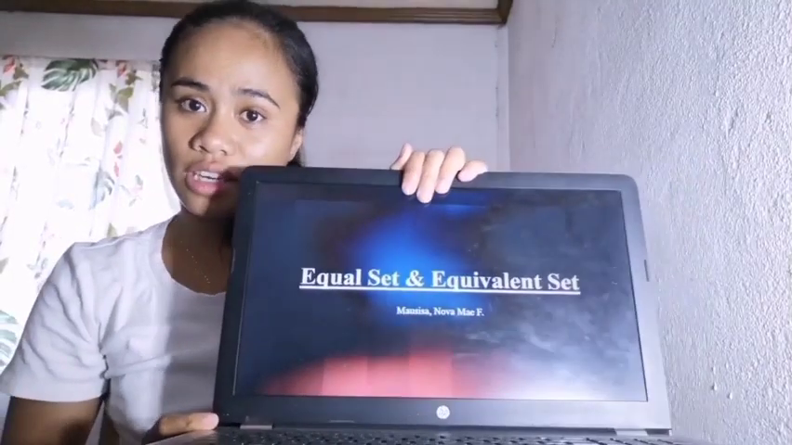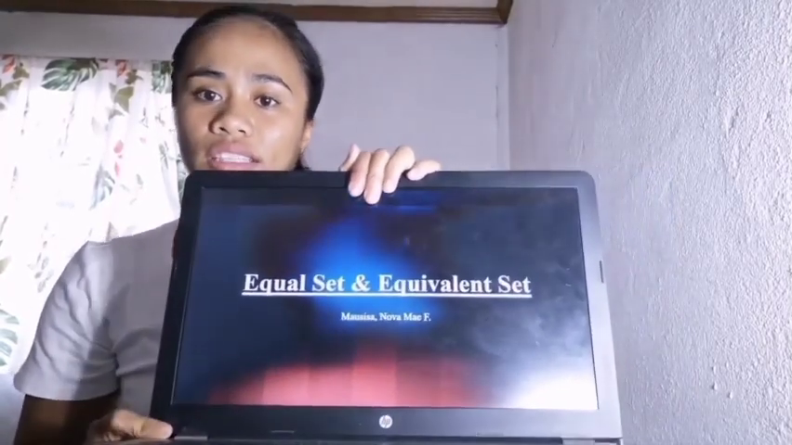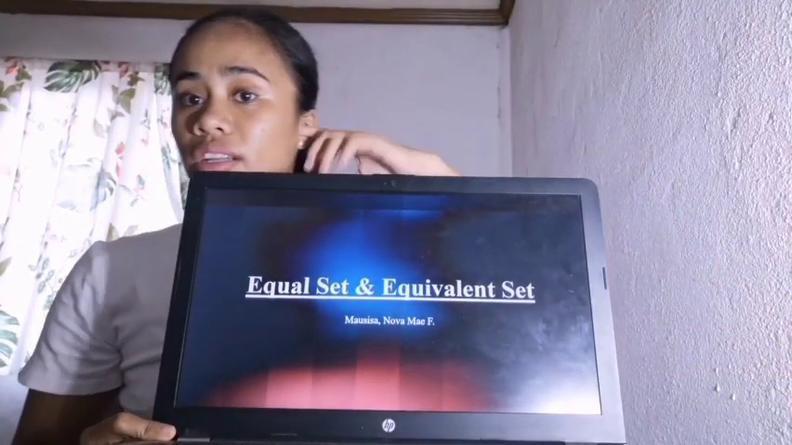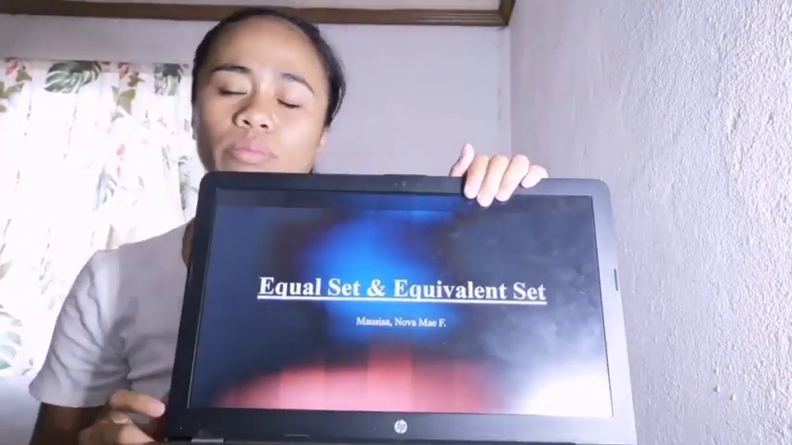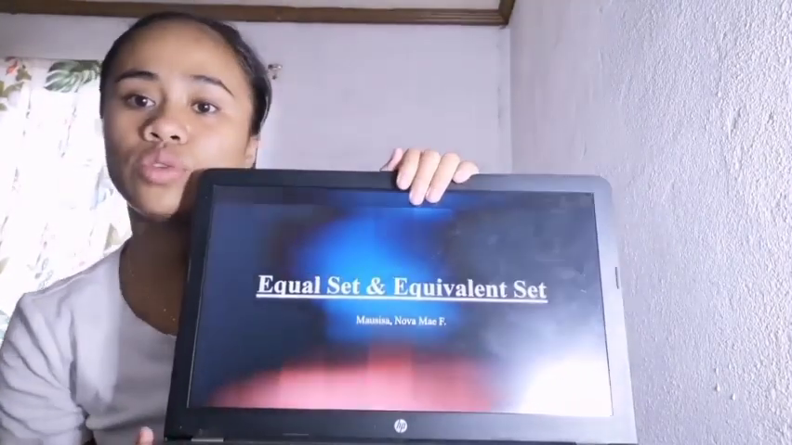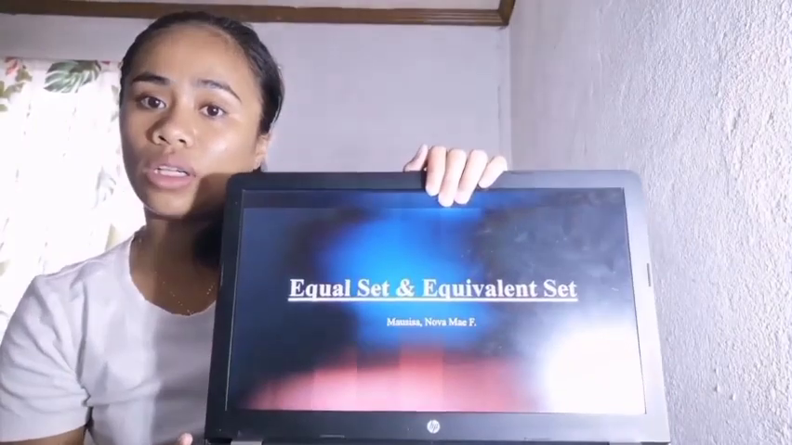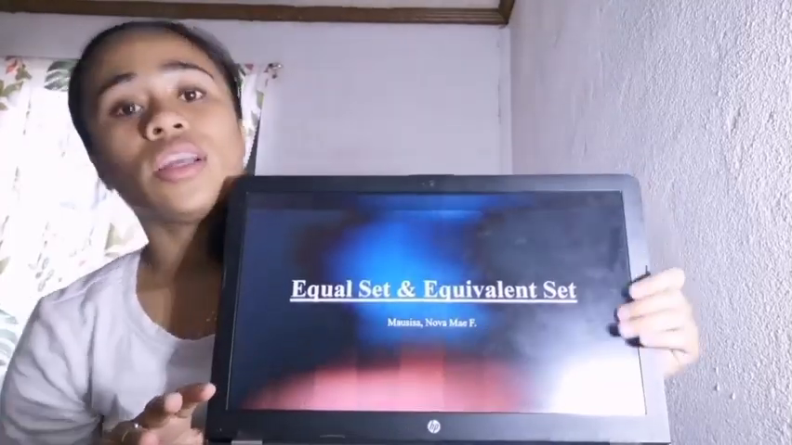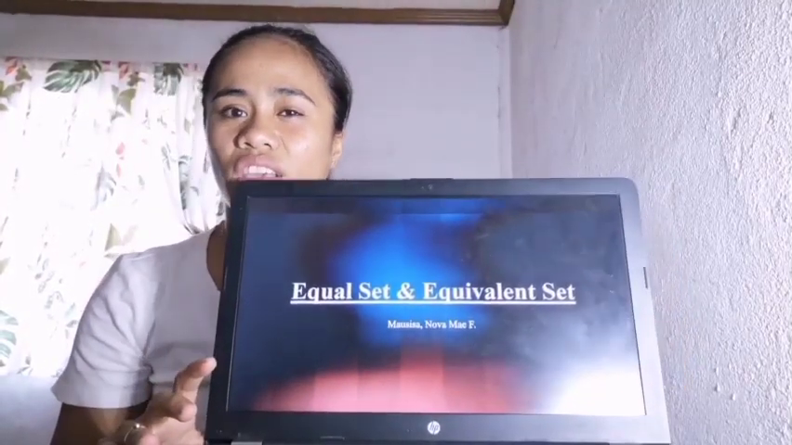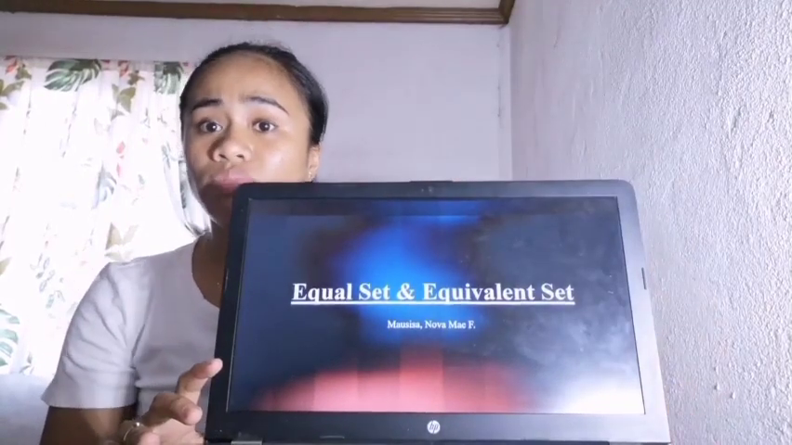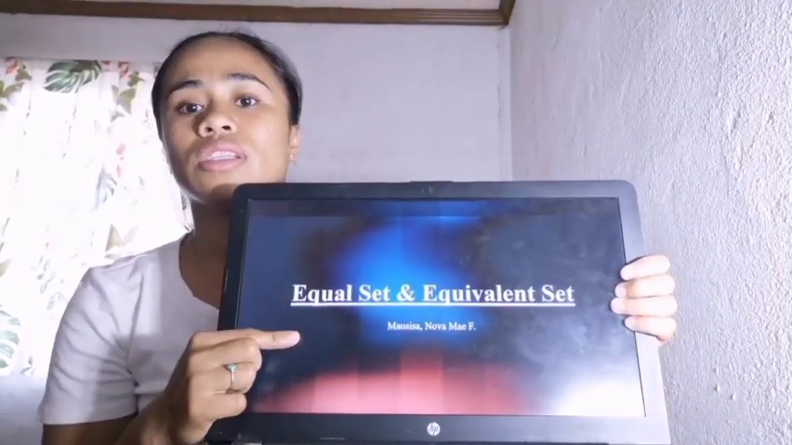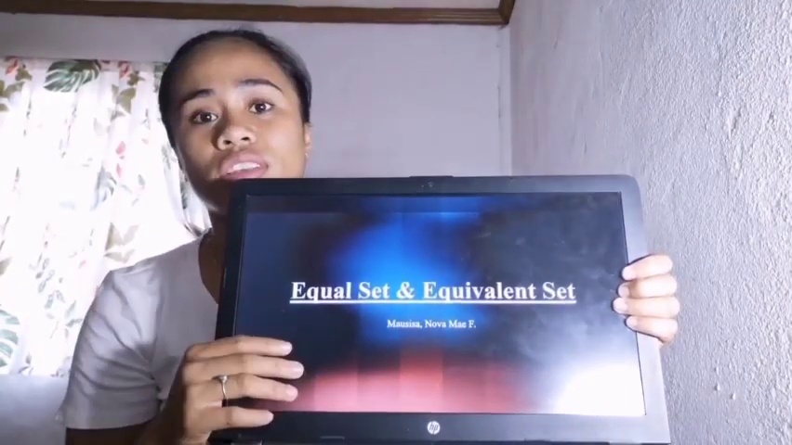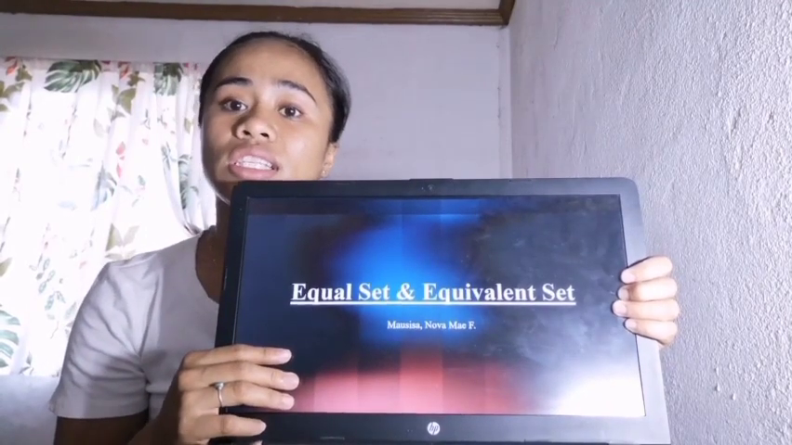So we are going to discuss what is equal set and equivalent set. Here we can see the differences of these two. So maybe some of you got confused. What is the difference of equal to the equivalent set? So here we are going to discuss it. Even though equal set and equivalent set sound like there isn't much difference between them, these two are similar concepts, yes, but there is a minor difference between them that sets them apart.